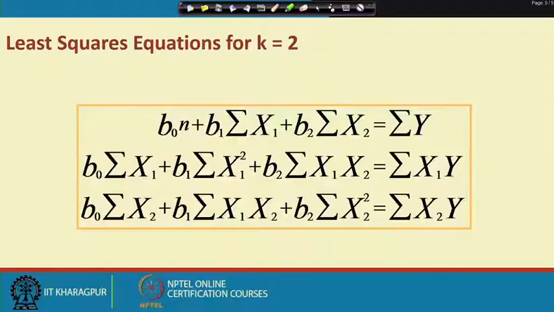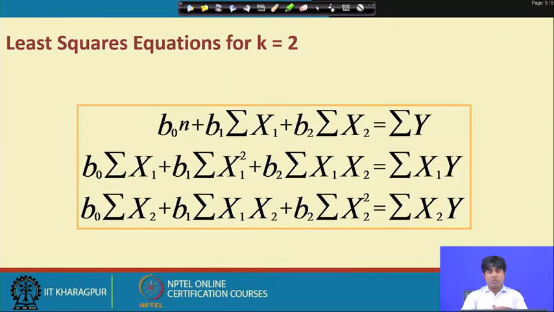Now if you solve these three equations, then you can get the formula of the estimated beta 0, estimated beta 1 and estimated beta 2. And with the help of the data, if you do the processing manually, you can easily obtain these unknown parameters beta 0, beta 1 and beta 2. So this is the structural form of these equations.